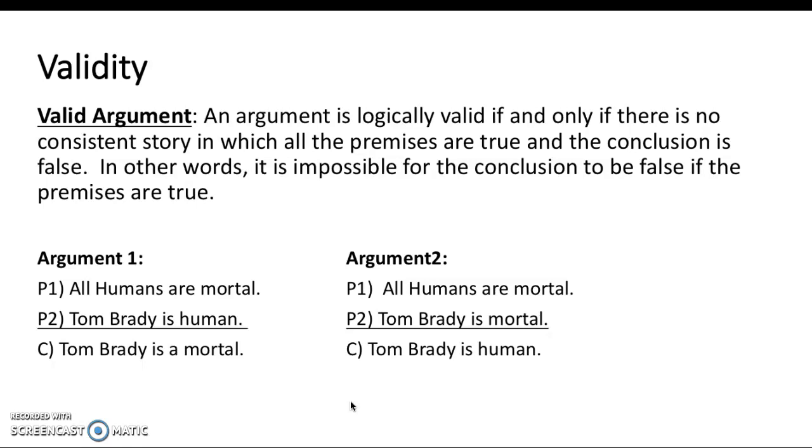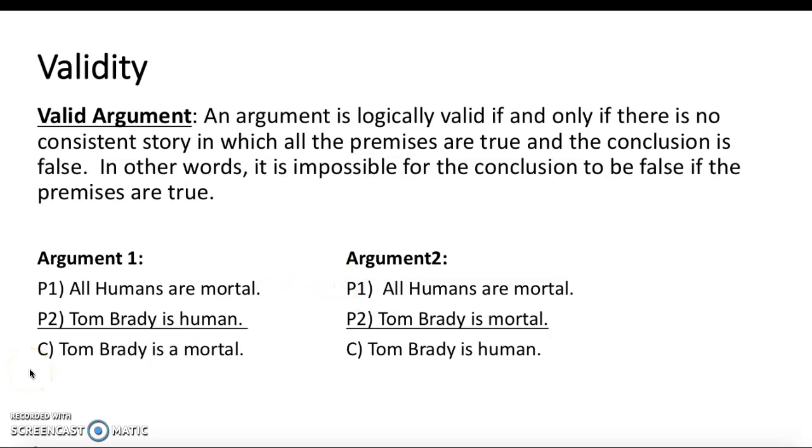So if you go look at the definition of entailment, we know that a group of statements X entails a group of statements Y whenever it is impossible for Y to be false under the conditions that X is true. Similarly here, an argument is valid under the conditions that whenever the premises are true, the conclusion has to be true as well. So here we have argument 1 as valid because if it is true that all humans are mortal, and it's also true that Tom Brady is human, then it is impossible for the conclusion to be false. In other words, Tom Brady has to be a mortal.